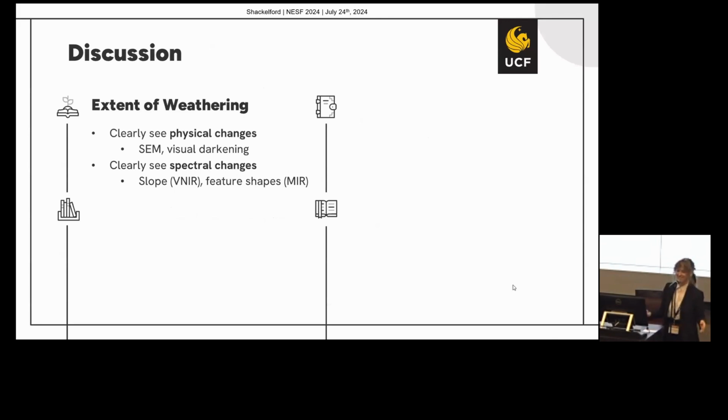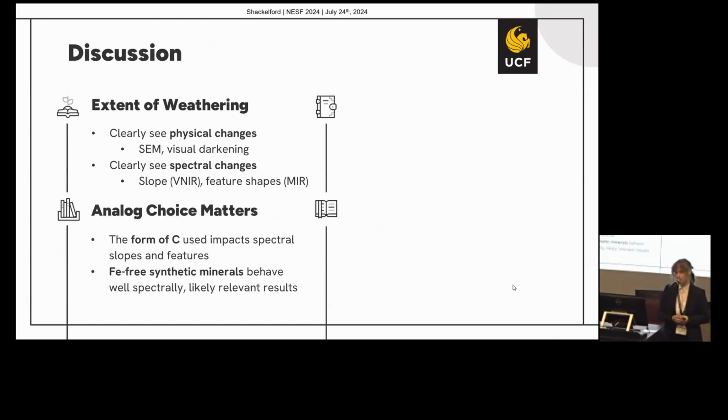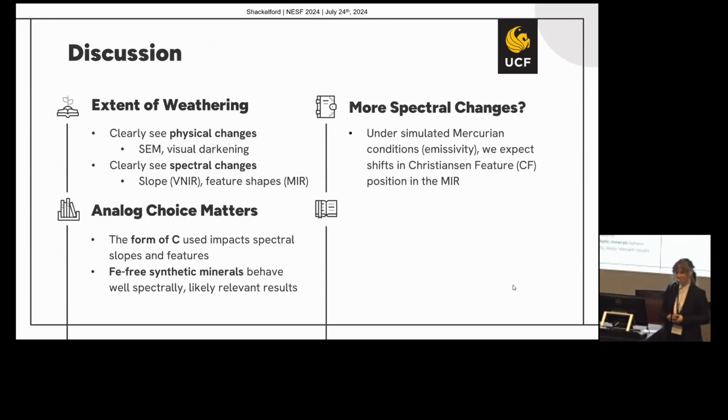Clearly, we saw physical changes. That's the first thing to note in our SEM images. And we also saw visual darkening of all of our samples as well, even the ones that had no iron in them whatsoever, or carbon. We also clearly see spectral changes. So we're seeing changes in spectral slope in the visible to near infrared and some changes in feature shape in the mid-infrared. We really want to point out that the analog choice matters. So the form of carbon that we're using impacts spectral slopes and features. And it's also worth noting that our iron-free synthetic minerals behave well spectrally and they look the way that they're supposed to look. So these are likely relevant results.